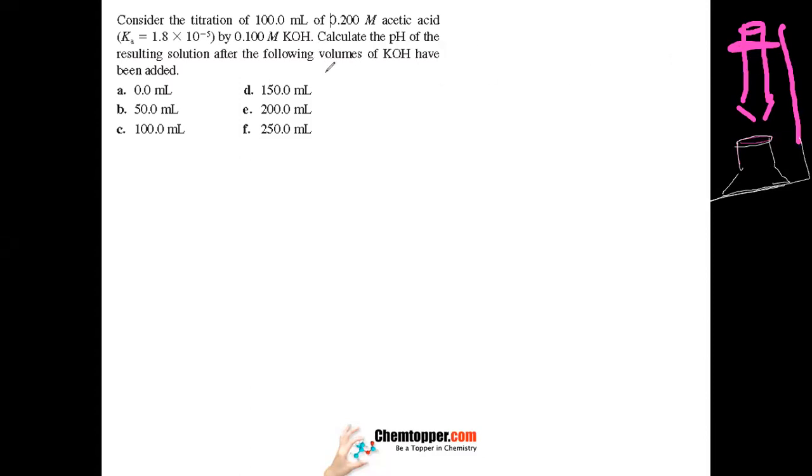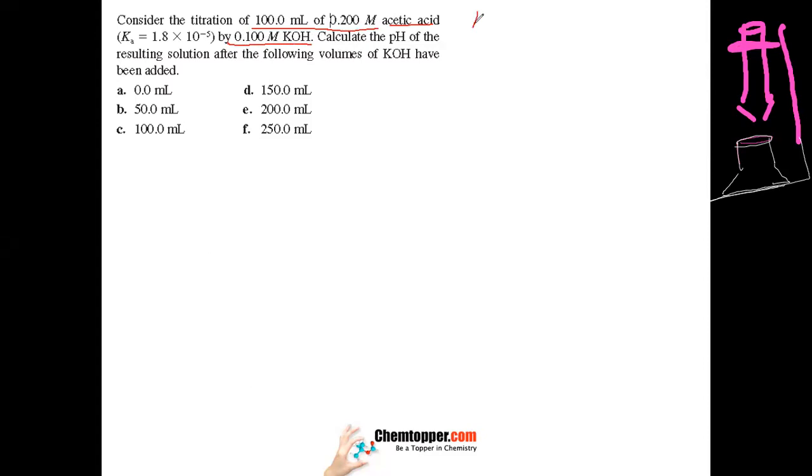Okay. Now read the question. 100 ml of 0.2 molar acetic acid. Answer my question, children, now. So where is acetic acid? In the burette or in the conical flask? And is titrated by 0.1 molar KOH.